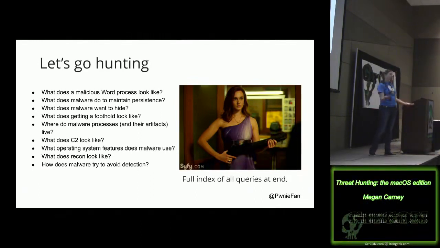What does malware want to hide? So what are the signs that it tries to erase once it's gaining a foothold? And what does getting a foothold look like? What are they trying to do on the system? What are the system commands they try to run? Where do malware processes and their artifacts live? So a common place to see malware on Windows is in the user's Documents and Settings directory. Nothing typically runs out of the Documents and Settings directory, but users have rights, so you don't need root to install your malware there. What does that look like on a Mac?